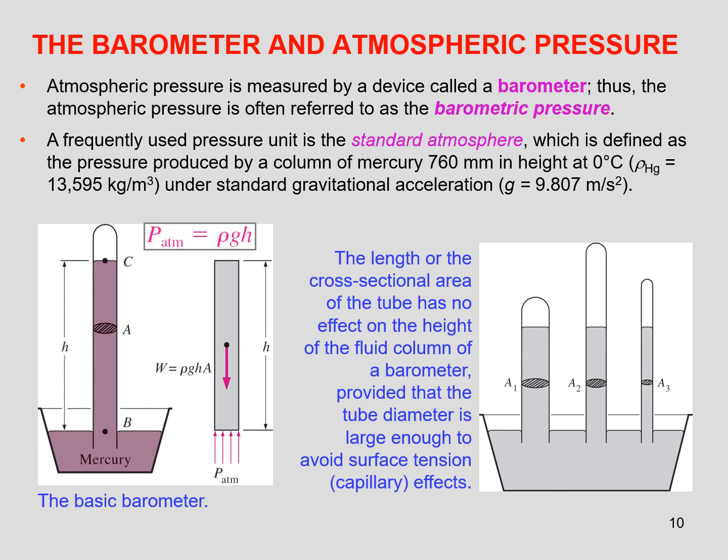A frequently used pressure unit is what's known as the standard atmosphere, which is defined to be the pressure produced by a column of mercury 760 millimeters high at 0 degrees C. So that's pretty much what it is. P atmosphere equals rho gH, same kind of thing here. You just have mercury in here. If you take a bunch of mercury and a long tube and stand it up like this, you'll find this height is roughly 760 millimeters at 0 degrees C. It may move around a little bit depending on the weather, but not drastically.